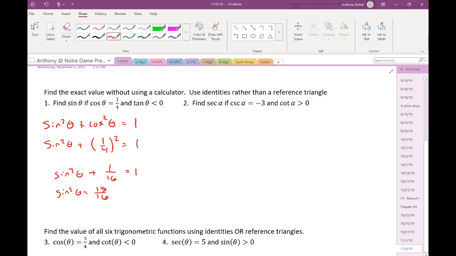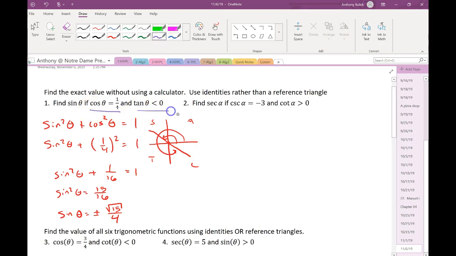Okay. So if I continue on, I get that sine theta is equal to plus or minus the square root of 15 over 4, right? Now, how am I going to decide whether I should have the plus or the minus here? So tangent is less than 0 in two places, right? Here and here. Well, if cosine is positive, yeah. So we need cosine to be positive and tan to be negative, right?